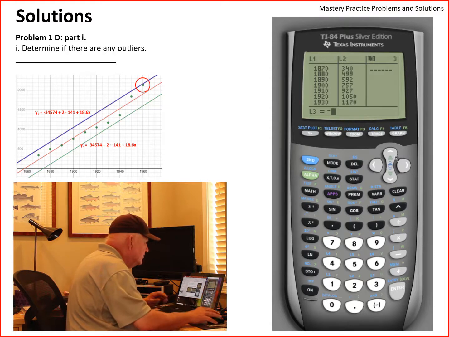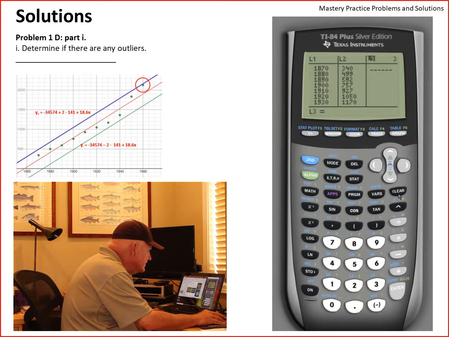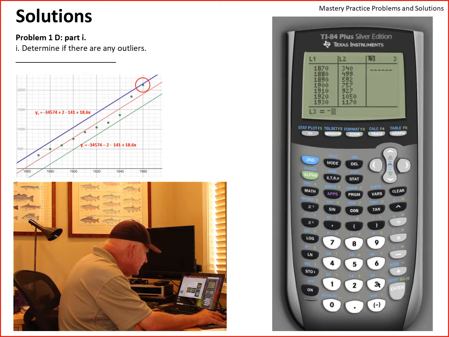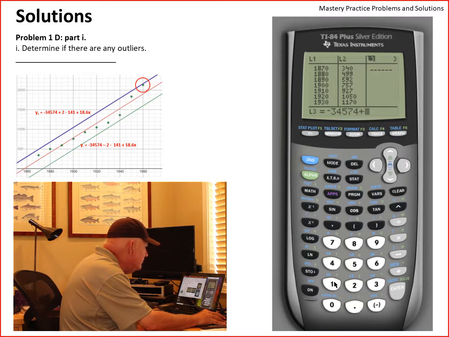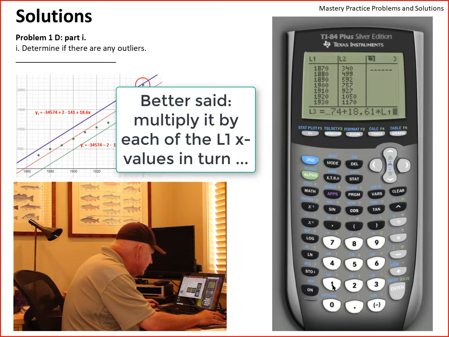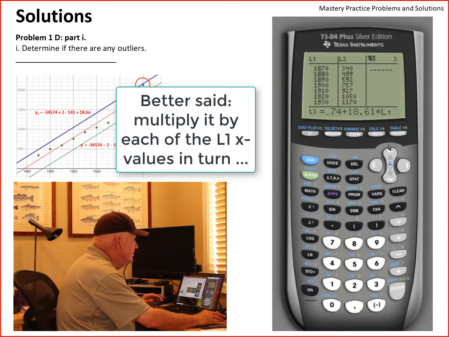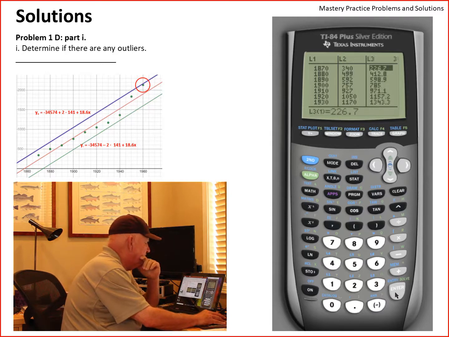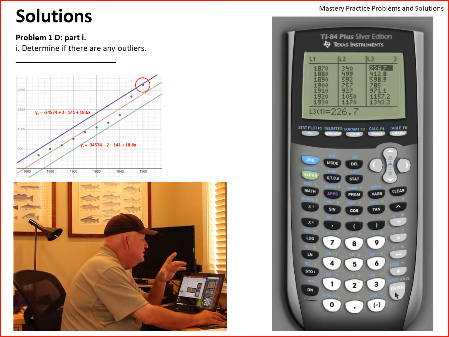a is minus 3457.4, and b is 18.61, and I'm going to multiply that by every one of the L1 values. So I'm just going to enter L1, so you can sort of see the code that you're using there. And if the cursor is at the top, when I hit enter, what it does is populate list 3 with all the predicted values.